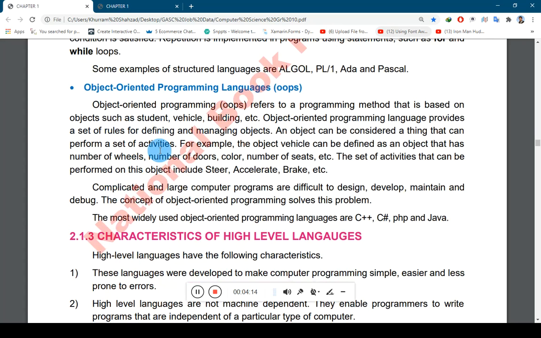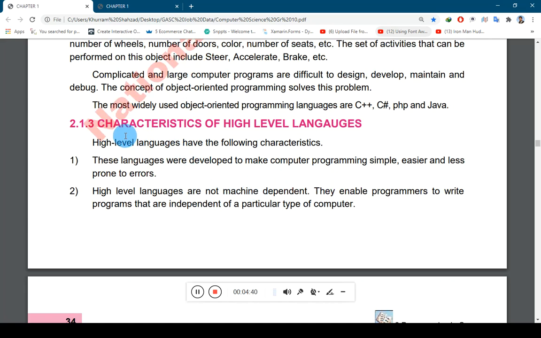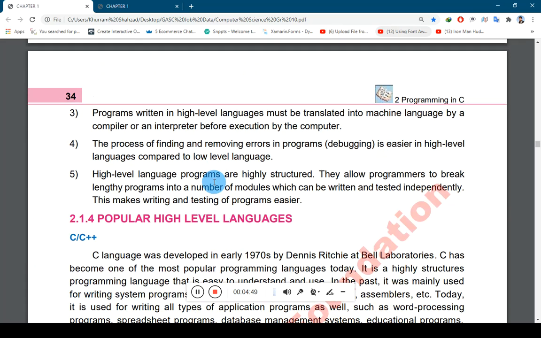Then we discussed object oriented programming languages. Object oriented programming languages use objects. Anything which has some characteristics, some properties and some functions is called an object. Object oriented programming languages go for objects and do programming on objects. Then we discussed the characteristics of high level languages. High level languages are very easy for human beings. You have to revise this on your own. These are very easy topics.